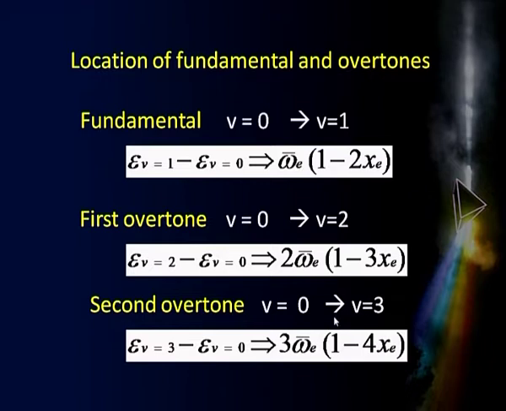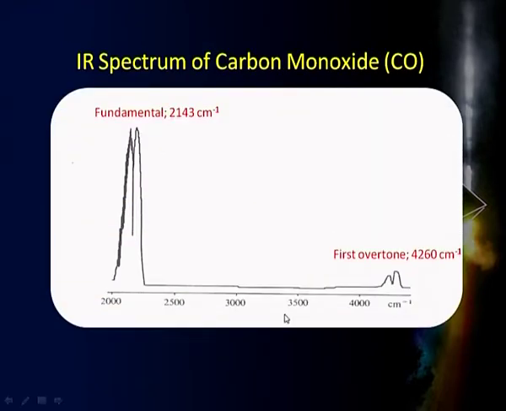Let us look at a spectrum. This is an IR spectrum of carbon monoxide, a simple molecule. What you find is the fundamental, that means the V is equal to 0 to 1 level transition, observed at 2143 centimeter inverse. This fine structure is because of rotation. Maybe it is not part of our curriculum, but it is basically because of the simultaneous rotational transitions accompanying the vibration transition.